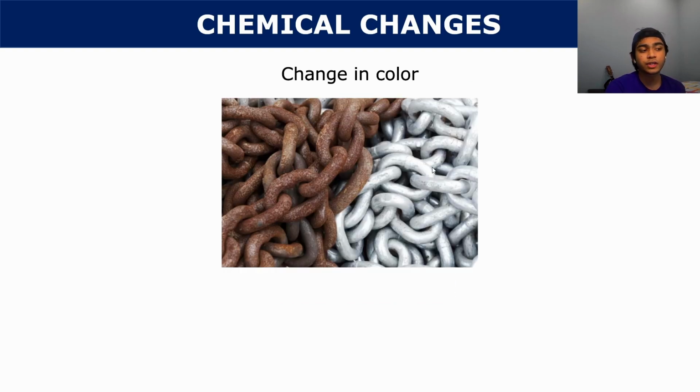Let's look at a change in color. Let's say we have iron rusting. This is unrusted iron and this is rusted iron. Unrusted iron is this kind of silver color, and then rusted iron is this brownish color.